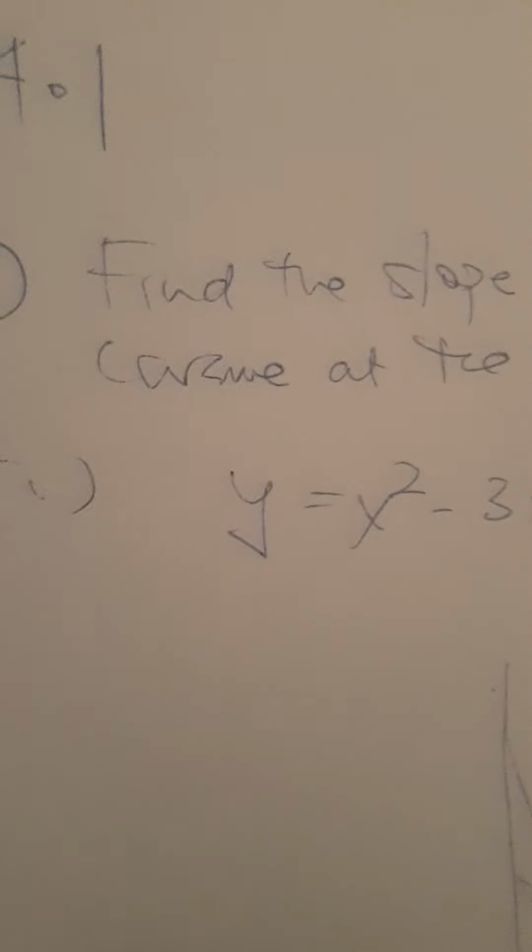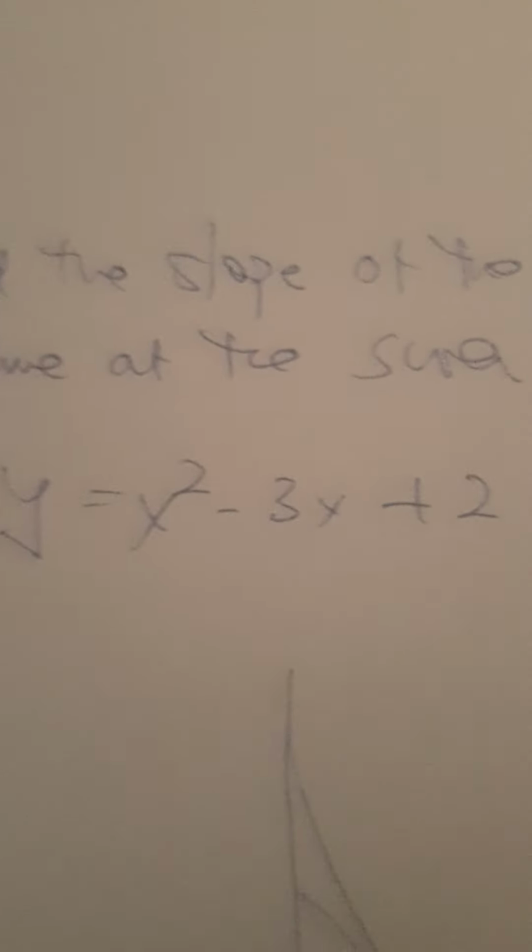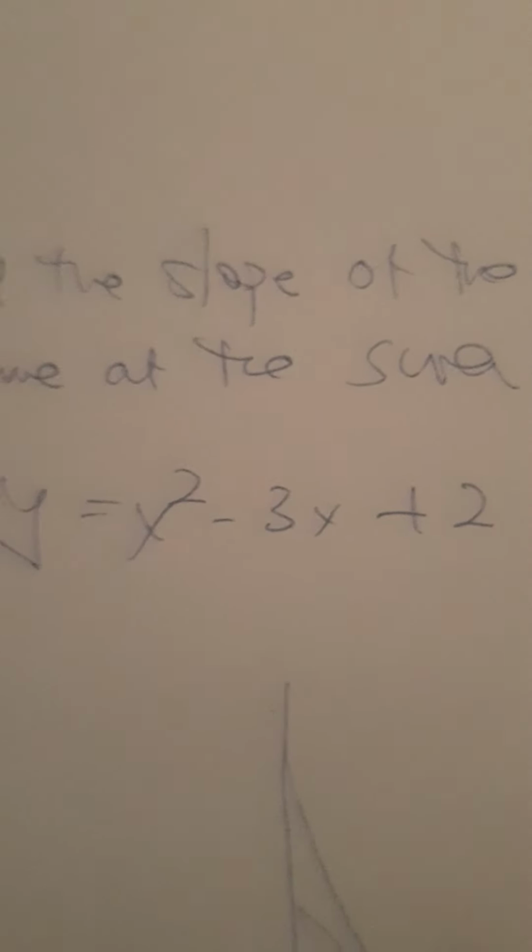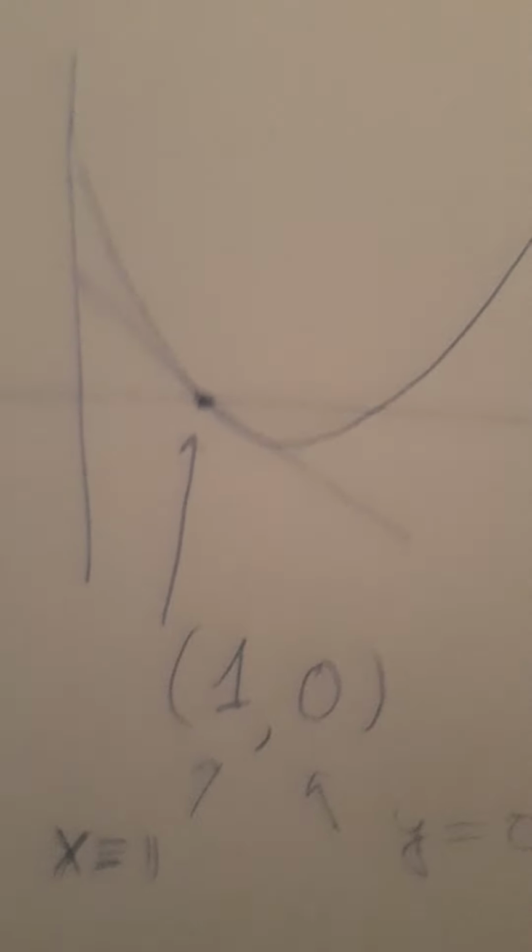So it says find the slope of the tangent to the curve at the given point. So the curve is y is equal to x squared minus 3x plus 2. And that's it plotted there, okay? I just plotted it real quick, right?